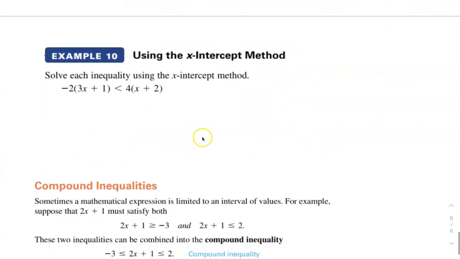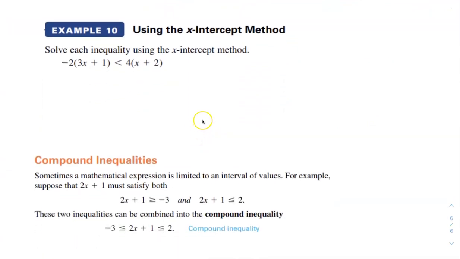So let's do an example. Solve this inequality using the x-axis, x-intercept method. Why are they doing this to us? Okay. X-intercept method, again, is when it equals 0, so they want one equation. So I got to move this guy over.